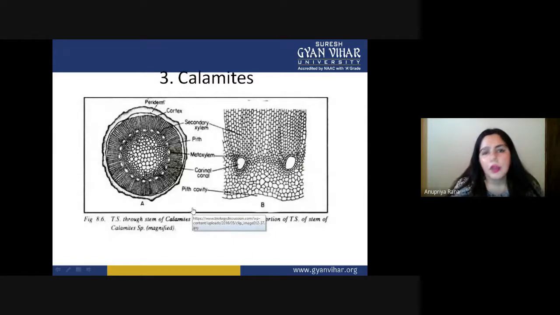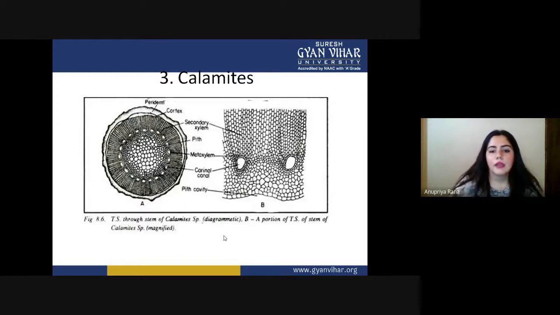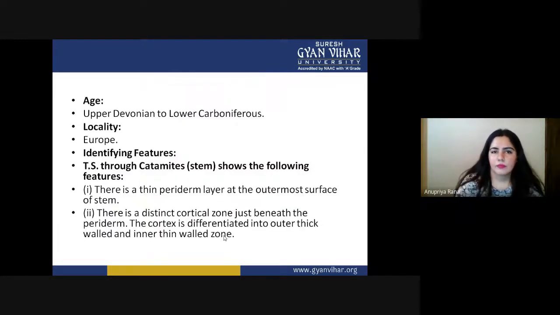Now the third plant we have here is Calamites. You can see the Calamites. We have a pretty diagram with all the entities present, in the case of the stem. That was an LS in the second plant case, and here we again have a TS. TS always gives us more information as compared to the LS. Now, age: upper Devonian to lower Carboniferous age, locality Europe.